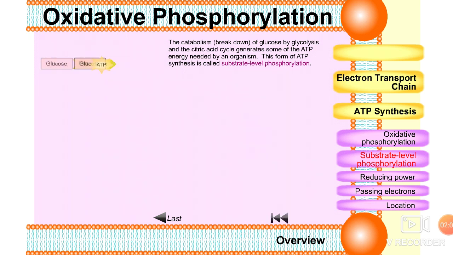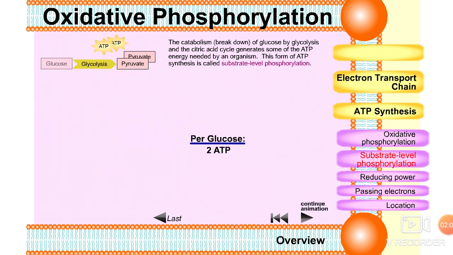If you observe here, when glucose enters the vessel and participates in glycolysis, it is converted into two molecules of pyruvate. As a result, two ATPs are synthesized. For this synthesis, no electron transport chain is required and no oxygen is required. It is direct ATP. That's why it is substrate level phosphorylation.